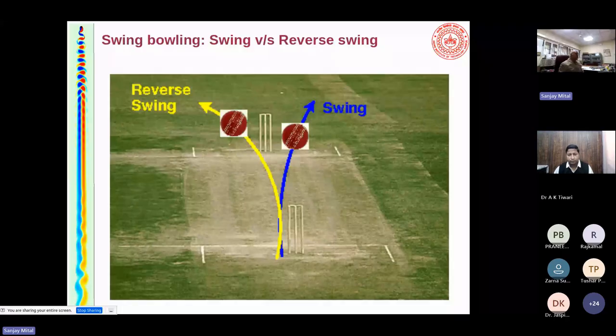So one question is, why does swing happen and why does reverse swing happen? And second question is, often we hear commentators saying that the ball is old and now it can reverse. So does that mean that a new ball cannot reverse swing? So these are some of the questions that some of us had as aerodynamicists, and the idea of this research was to address those questions.